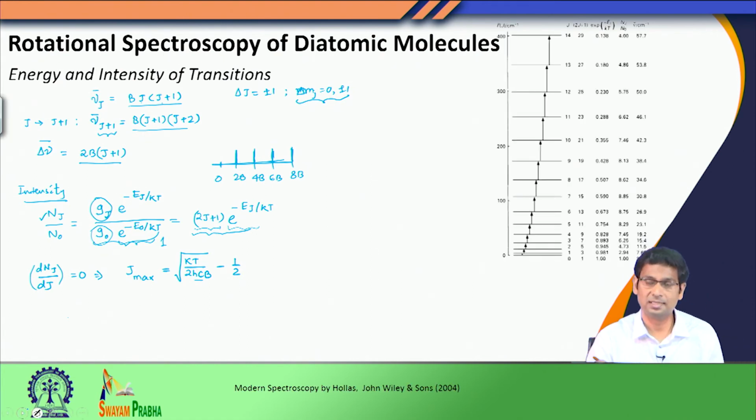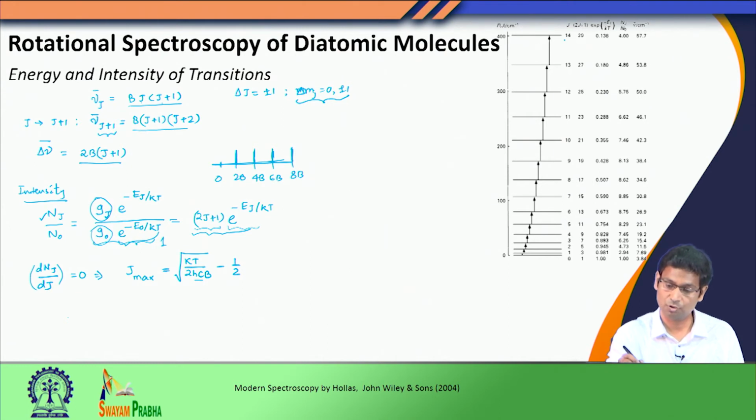We will just look at the information given in this picture. This is for the carbon monoxide molecule. You see it goes from J equals 0 to J equals 14, as I increase 0, 1, 2, up to 14. The next column shows 2J plus 1. The third column shows e to the power minus Ej divided by kT, and the fourth column shows Nj divided by N0, the relative population. The final column shows the wave number where the transition happens.